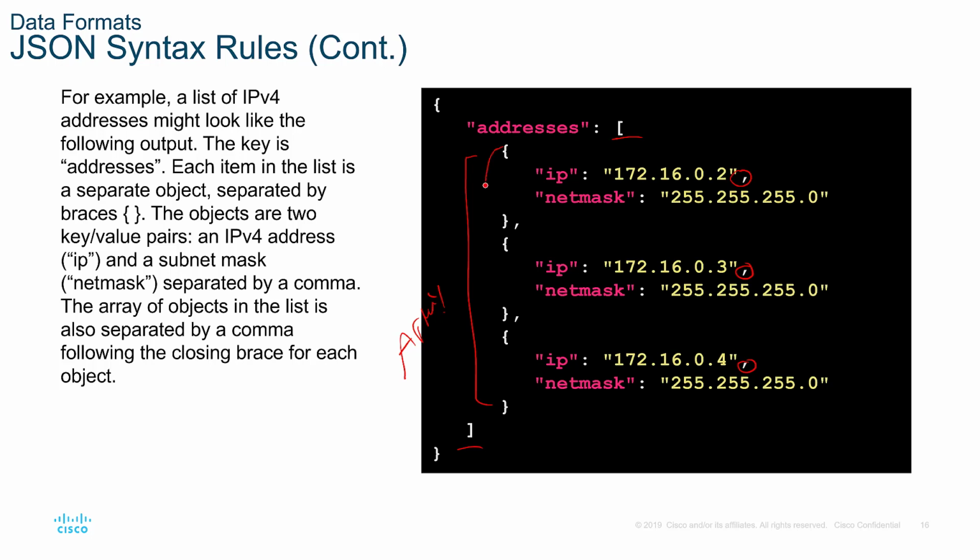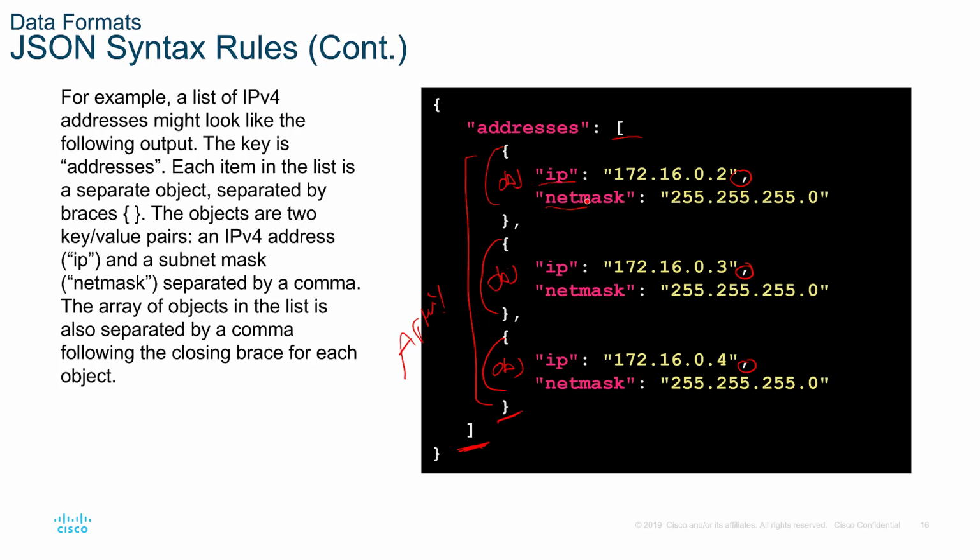So here is an object, here's an object, here's an object. Again, these curly brackets are what separate our objects. When there is a square bracket, those are for the arrays. The objects have two key value pairs. In each object, there's an IP and net mask for all of them.